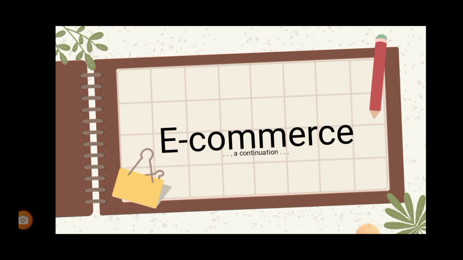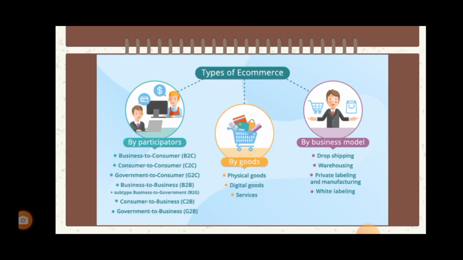So in our classroom, we've already discussed the topics in e-commerce, such as what is e-commerce, how it is being used by the businesses, what are its advantages and disadvantages, as well as what are the types of e-commerce. So the types of e-commerce, we have three: by participators, by goods, and by business model. So we are already done with the by participators and the by goods. Now, today, we will learn about the business model of e-commerce.